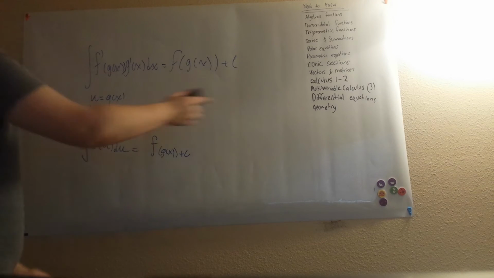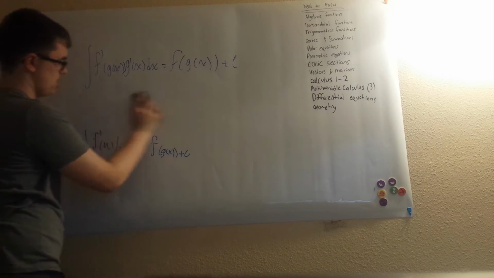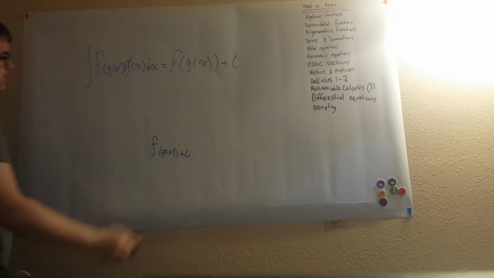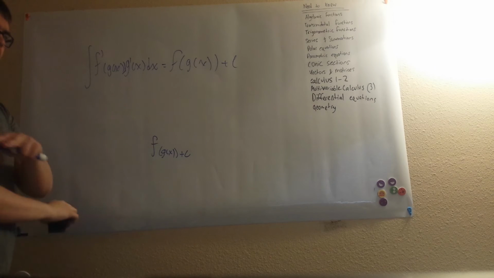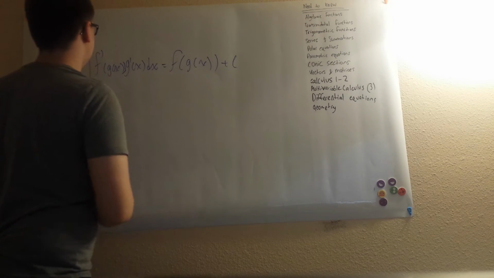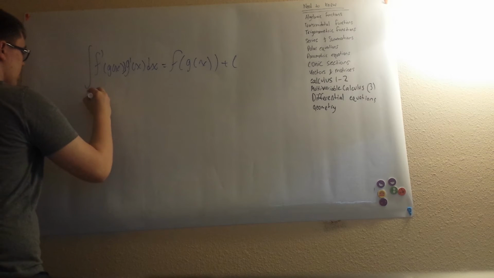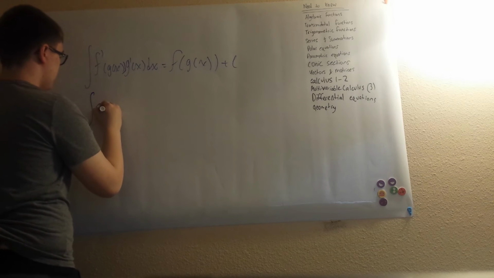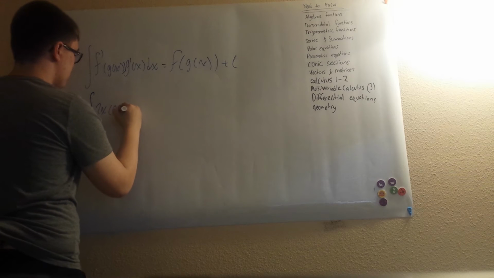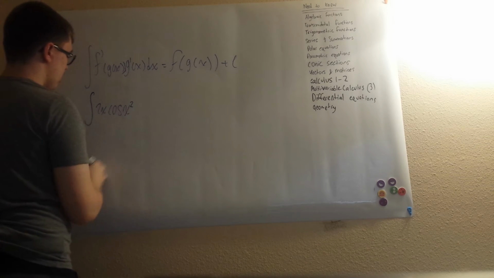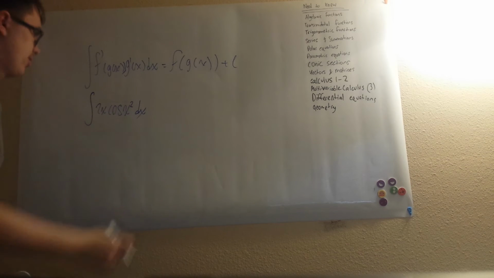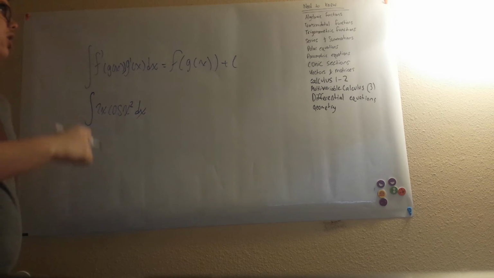Guess what? You don't have to do any of this. You can just recognize the entire line. I'll show you an example. The integral of, let's see, 2x cosine x squared dx. Hey, what's your composition here? The cosine and the x squared. What do we need?